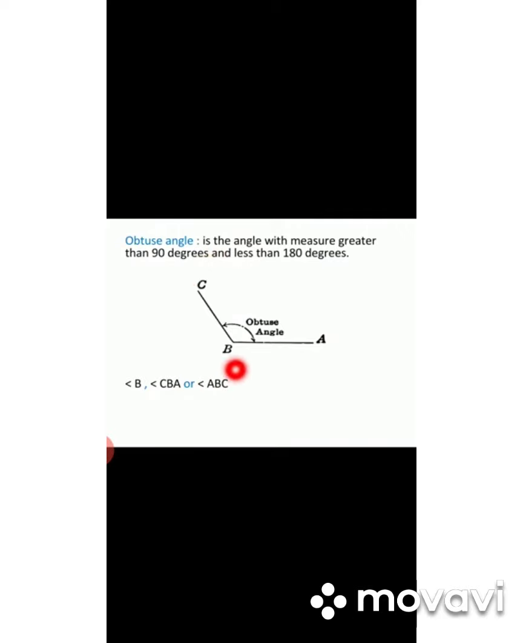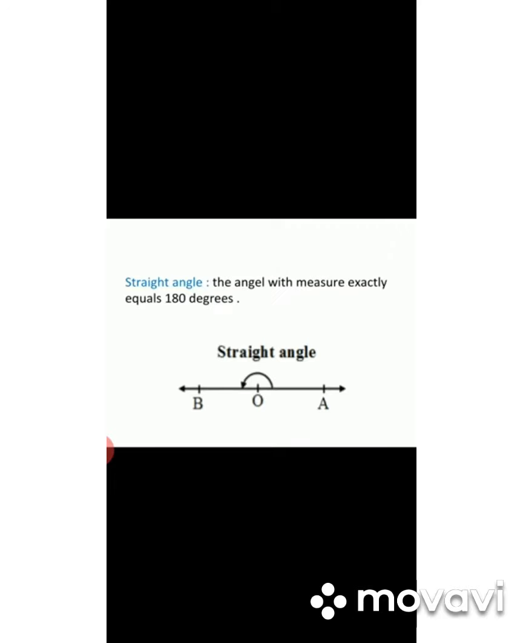What is the name of this angle? Yes, we can name it angle ABC, or angle CBA, or with one letter, angle B. Its type is what? Obtuse angle.